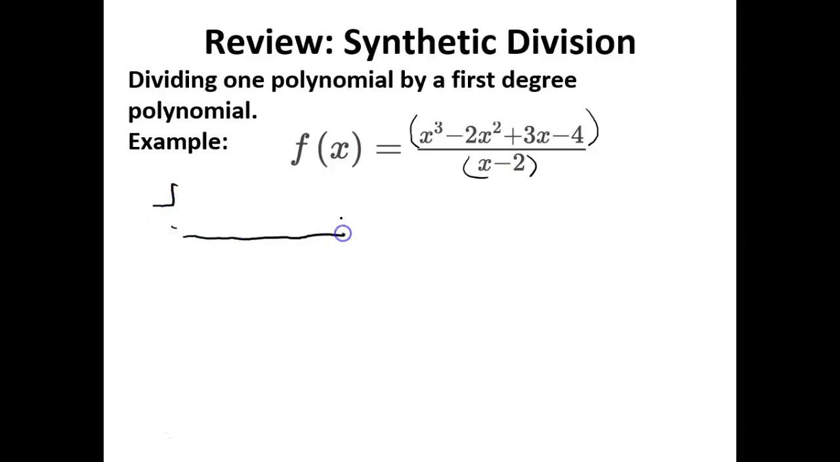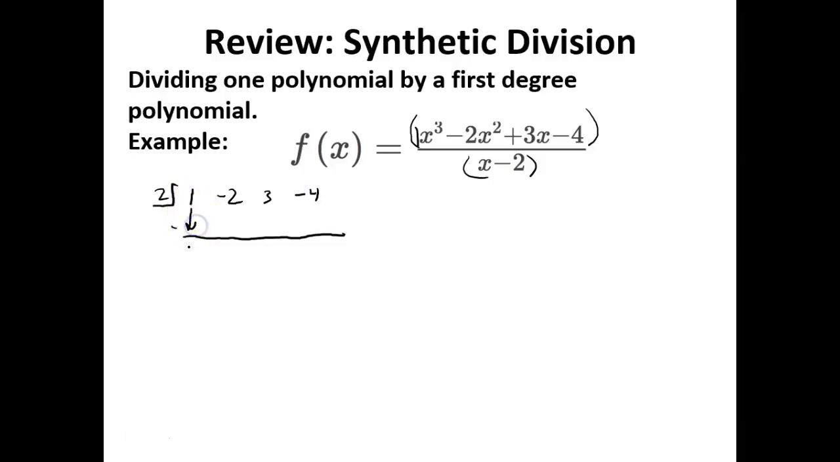The way it works is we take the number that makes this 0, which is 2, put it in there, and then we use only the coefficients from the top. So we'd use the coefficient of 1 for 1x to the third, negative 2 for the negative 2x squared, and 3 and negative 4, like that.